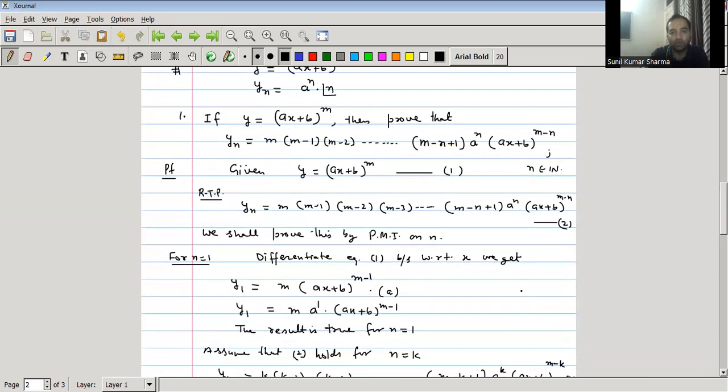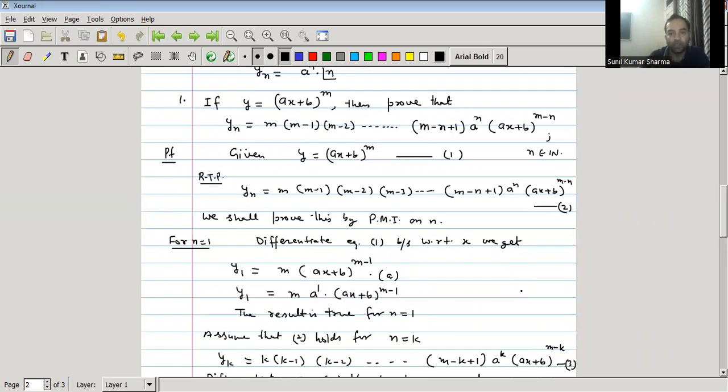So what we do here, we take y equal to (ax plus b) to the power m, and we have to differentiate. We have to find the derivative of y n times. Not n times, but we have to find the nth derivative. So what we get is m into m minus 1, m minus 2, up to m minus n plus 1, a to the power n, (ax plus b) to the power m.